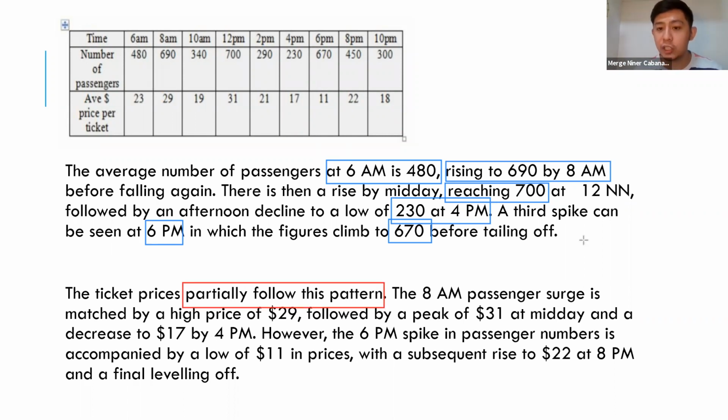The 8 a.m. passenger surge is matched by a high price of $29, followed by a peak of $31 at midday, which was the 12 noon figure. Now, there is a decline to just over $17 at 4 o'clock. Now, the 6 p.m. spike in passenger numbers is accompanied only by a low of $11 in prices. You can also highlight that this is the cheapest price of ticket, with a subsequent rise to $22 at 8 p.m. and a final leveling off. When I say leveling off, it remained the same. It did not notice any drastic change whatsoever. So that is the sample for this type of task.